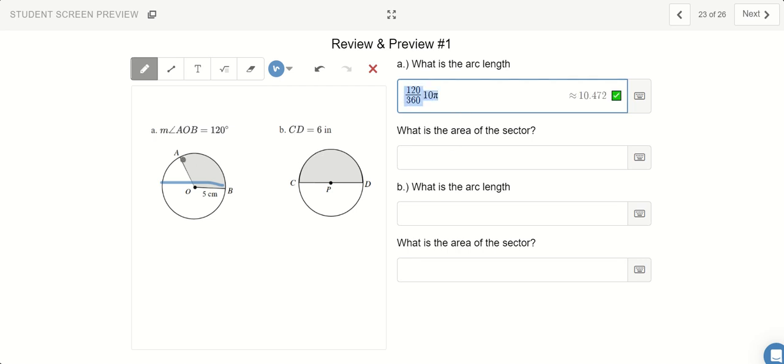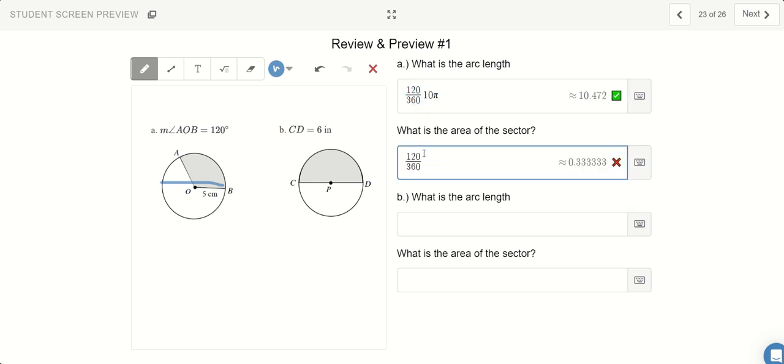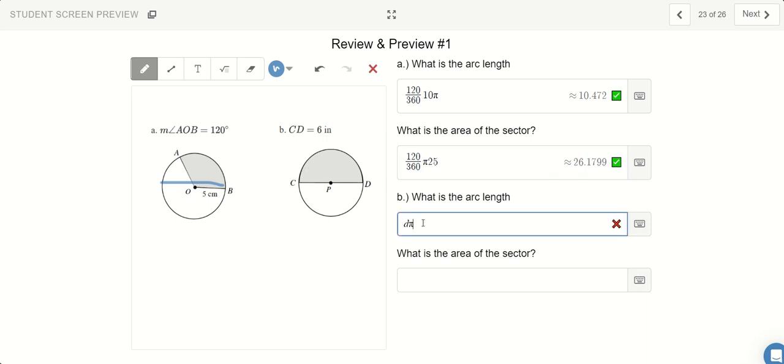What's the area of this sector? So again, same ratio, same section. But this time it's going to be pi r squared. And here we already know r is 5, so pi 5 squared, or 5 squared is 25. All right, what's the arc length for this one? So I see that CD is 6, so the diameter is 6. So diameter pi, 6 pi. And I don't want the entire thing, I just want half of it. So let's do a fraction of half.